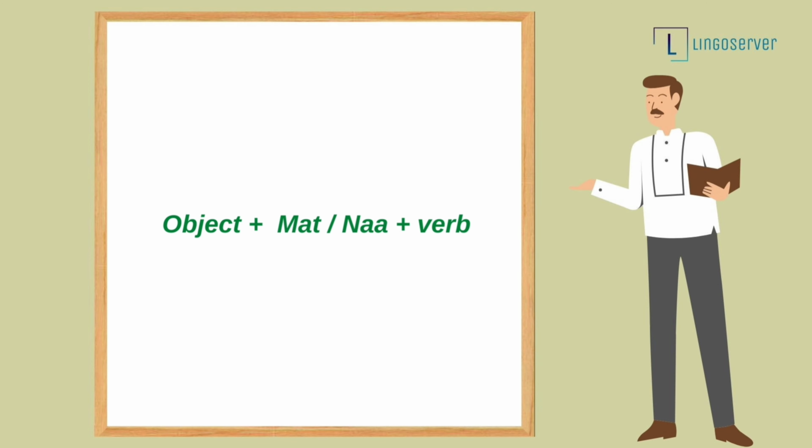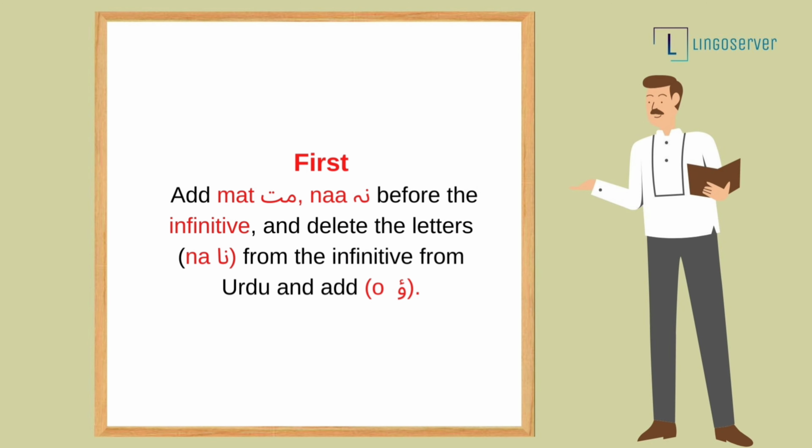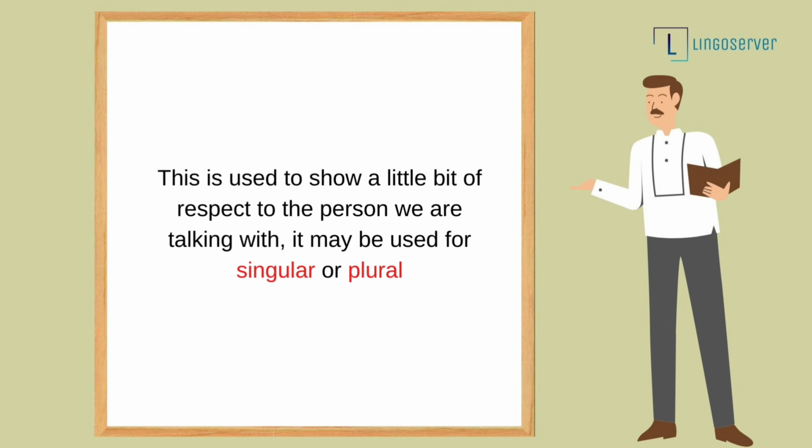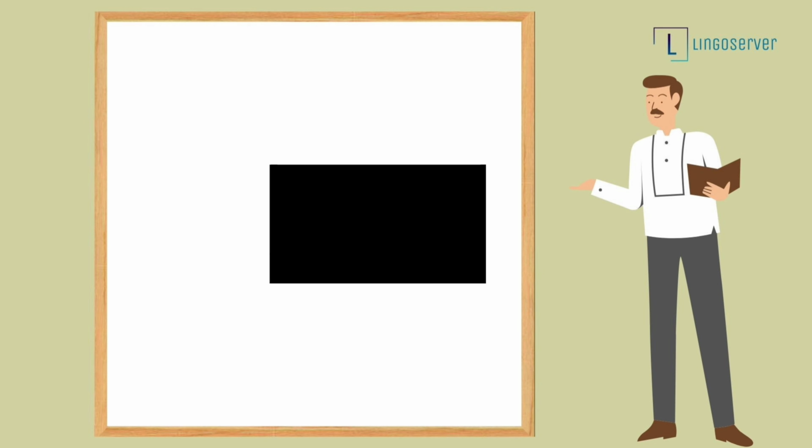Then we learned about the rules of imperative negative. The rules are: first, add mat or na before the infinitive and delete the letter na from the infinitive in Urdu and add waw. This is used to show a little bit of respect to the person we are talking with. It may be used for singular or plural.